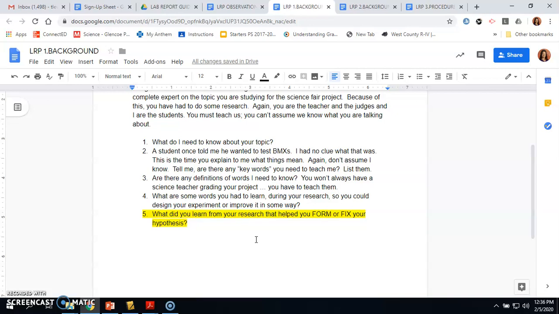I need to go in and fix my hypothesis, redo it, and then resubmit it. So if you need to do that, or if you've already done that, I want you to write here what did you learn from your research that helped you form or fix your hypothesis? Once you're done with this, you'll turn it in. The due date is the 20th of February.